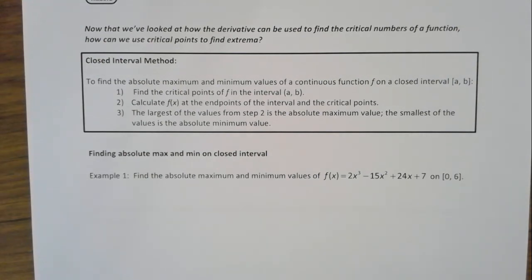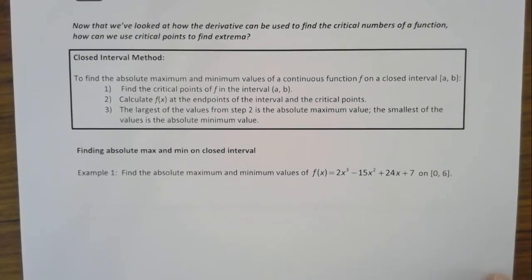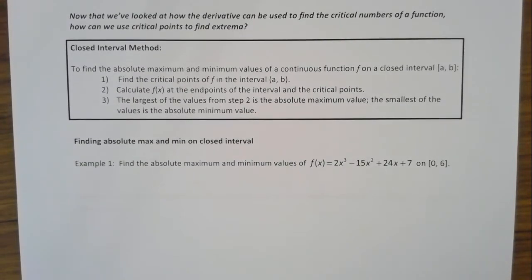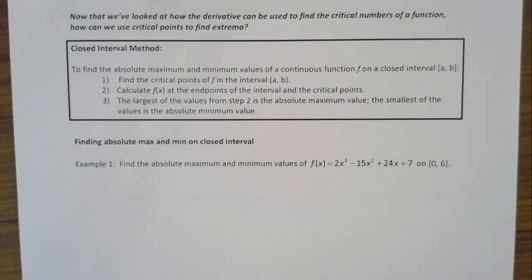Hi everyone. Today we're going to be looking at how to find absolute maxes and mins using the closed interval method. So the last couple days we've started talking about maximums and minimums and how to find them on a graph. And then we talked about yesterday how to find critical numbers and critical points. So we're going to be using critical points in order to find our absolute maximum and minimum values.